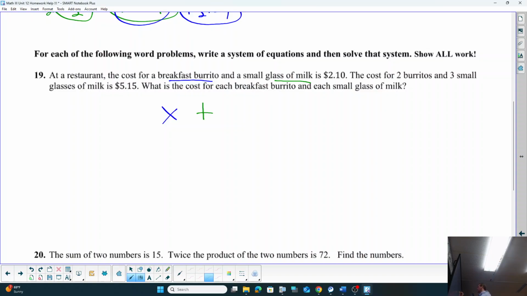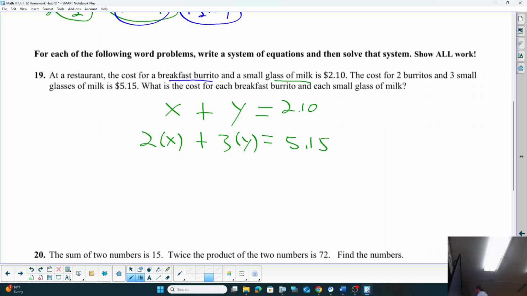So the cost of a breakfast burrito and a glass of milk, whatever they cost each individually, but together, when you add them together, you get $2.10, right? And then the cost for 2 times those burritos plus 3 small glasses of milk is $5.15. Good. So it looks like it's set up for elimination.